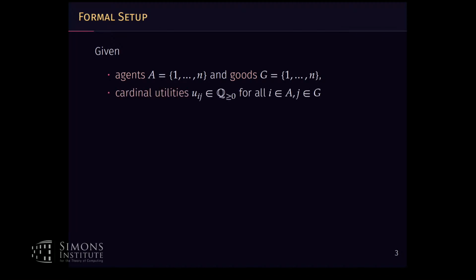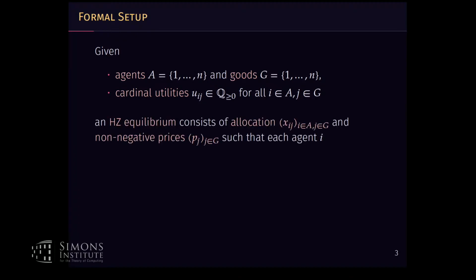Okay, so let me briefly give the formal setup of this mechanism. Basically, as I mentioned, there are agents and goods, and I will assume that we have an equal number of agents and goods, and we want to assign exactly to each other. And importantly for this talk, I am specifically interested in cardinal utilities, where the agents have numerical preferences over the goods.